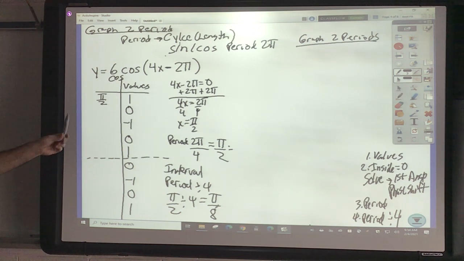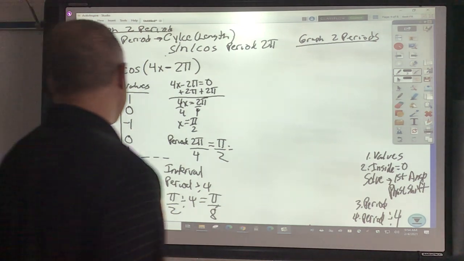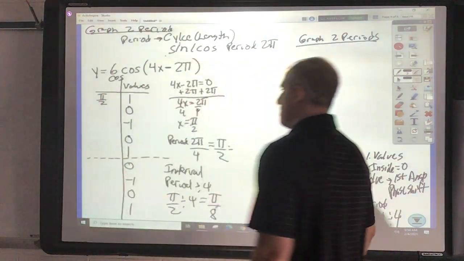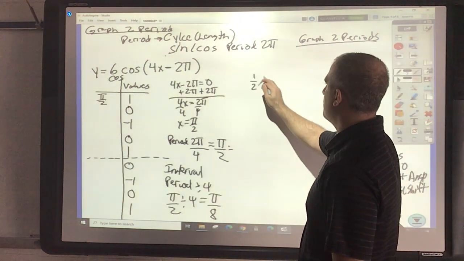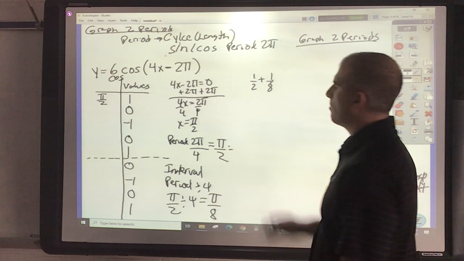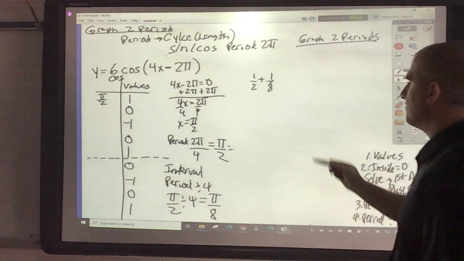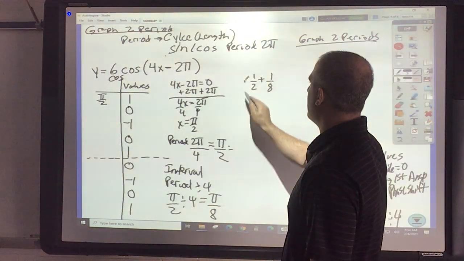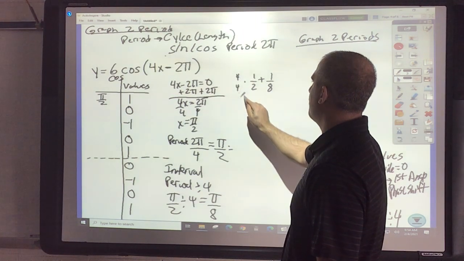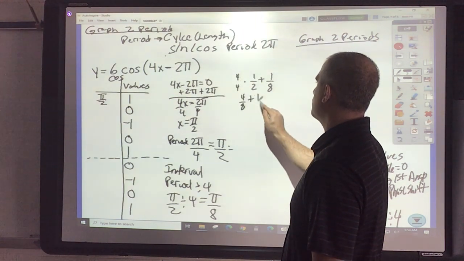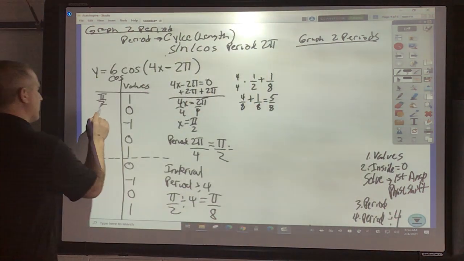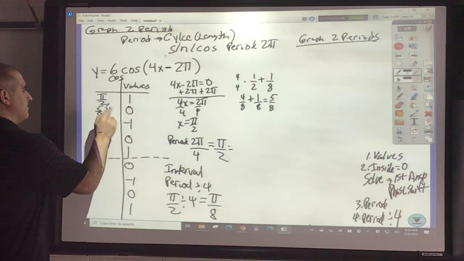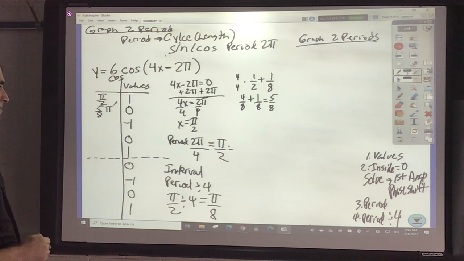Okay? Now, I got to do a little battle of fractions. Maybe I would do this on a separate sheet of paper. I'm going to add pi over 8 to each one of these. So that's basically 1/2 plus 1/8. I don't need to worry about the pi's. They're always going to be in there. So I need to get a common denominator. I would need to multiply by 4 and 4. So that's 4 over 8 plus 1 over 8. It'll give me 5 over 8. So the next one will be 5 over 8 pi.